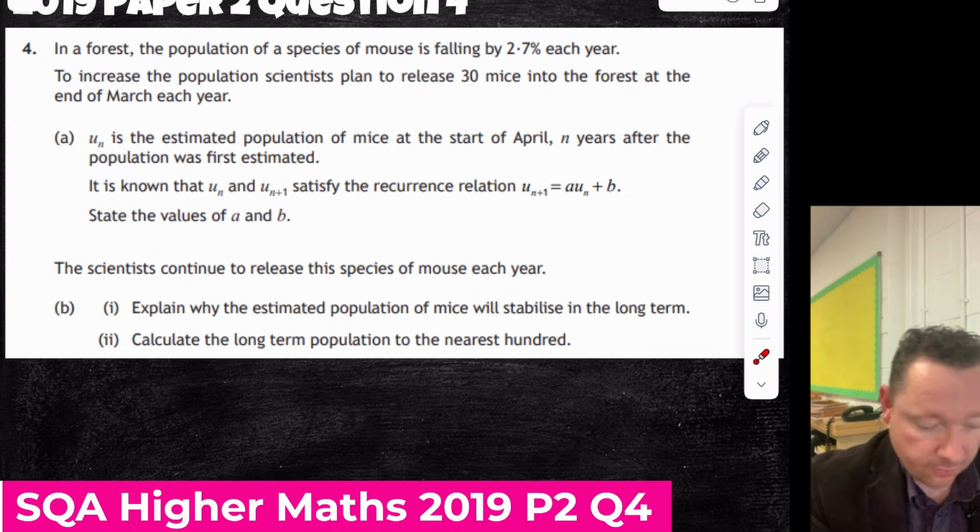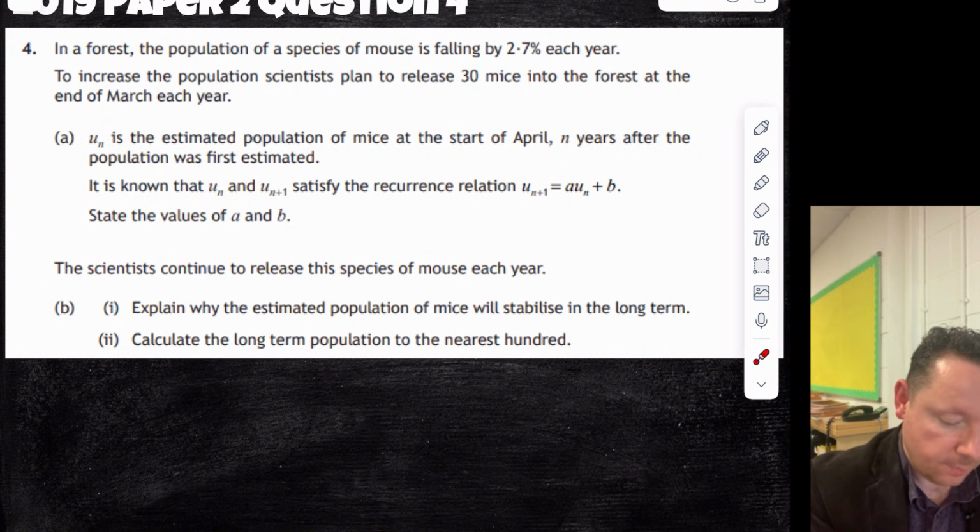SQA Higher Maths 2019, Paper 2, Question 4. It says, in a forest, the population of a species of mouse is falling by 2.7% a year. To increase the population, scientists plan to release 30 mice into the forest at the end of the year. U(n) is the estimated population at the start of April, n years after the population is first estimated, and U(n) and U(n+1) satisfy this recurrence relationship. State the values of A and B.